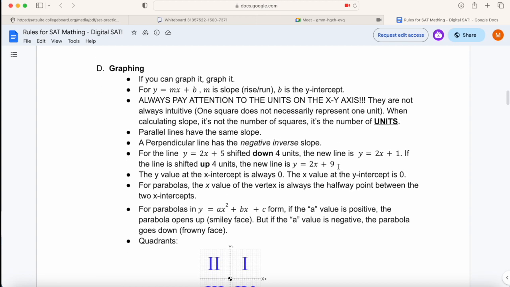And I'm just going to read that second bullet point just to make this really, really clear. For y equals mx plus b, m is slope, rise over run. b is the y-intercept. So at the very least, even if you're not super comfortable with graphing, I work with a lot of students that just don't quite know how to do it or aren't really comfortable with it. Look for that b value.